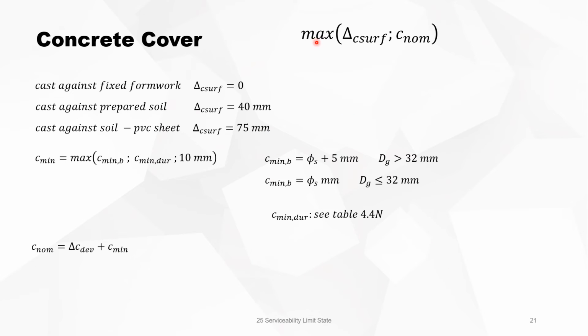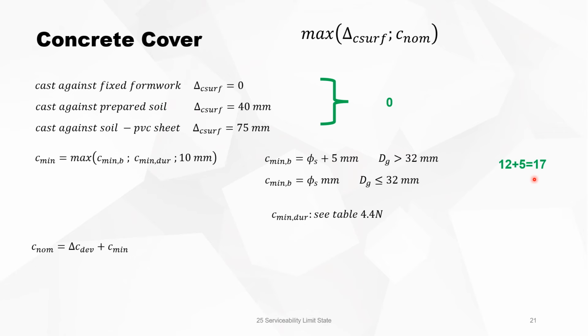Now we know that the concrete cover is the maximum of those two elements. The surface number, because it's cast against fixed formwork, the surface number is 0. So we only take into account C nominal, and C nominal is the maximum of those three. So we look now at C min B, and we see that the maximum granulate was bigger than 32. So we use Vs plus 5. It means 12 plus 5 is 17.